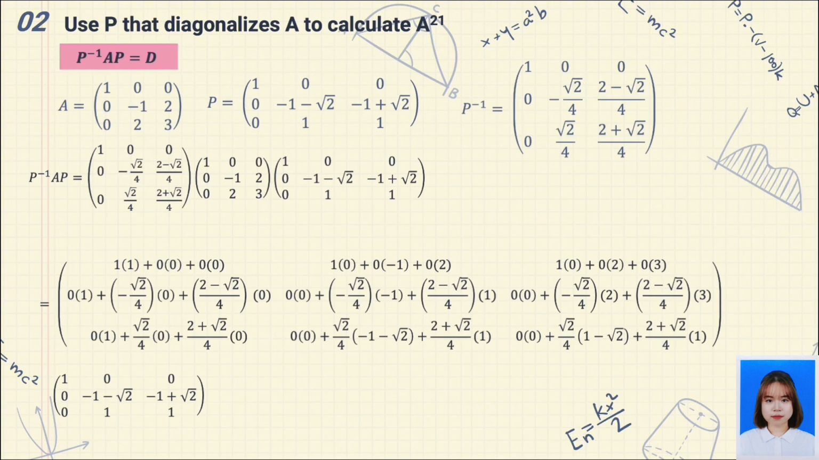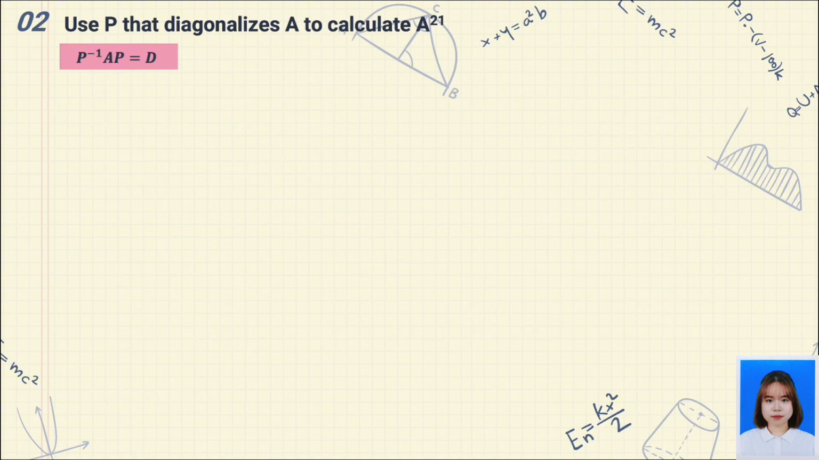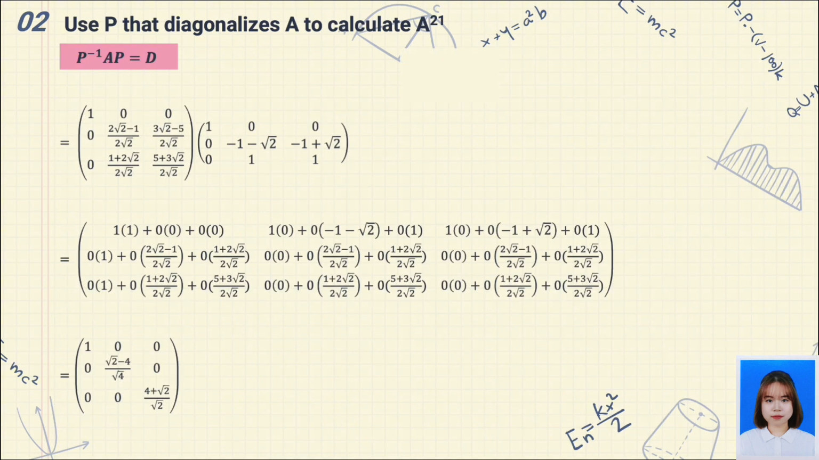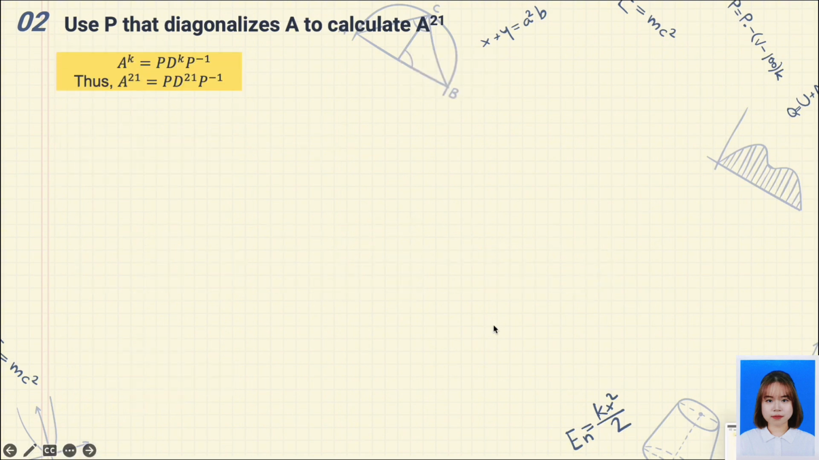Next, we multiply the inverse of P with A and P. Lastly, we will find out that the matrix D is equal to 1, 0, 0, 0, square root 2 minus 4 over square root 4, 0, 0, 0, 4 plus square root 2 over square root 2. As we know, A to the power of k is equal to P times D to the power of k times the inverse of P. Thus, A to the power of 21 is equal to P times D to the power of 21 times the inverse of P.